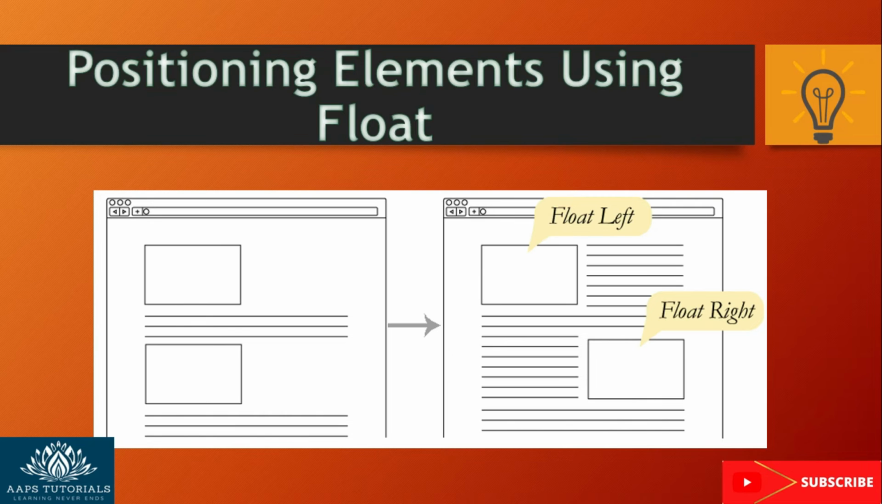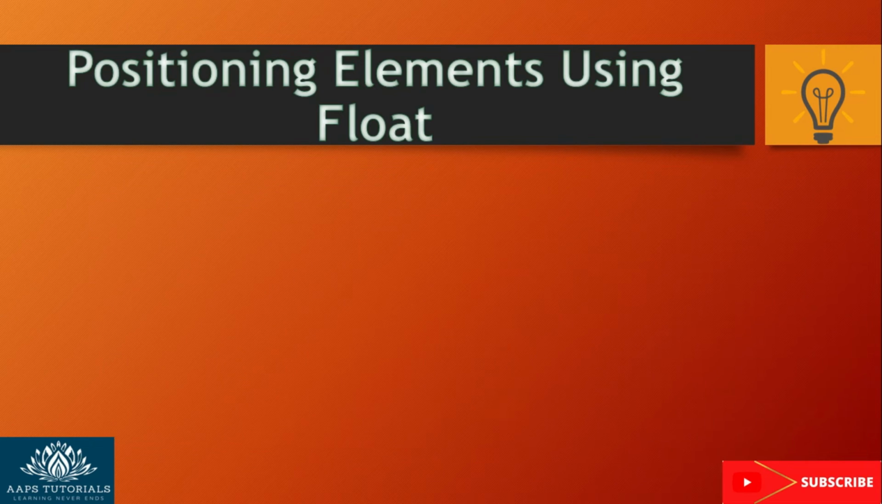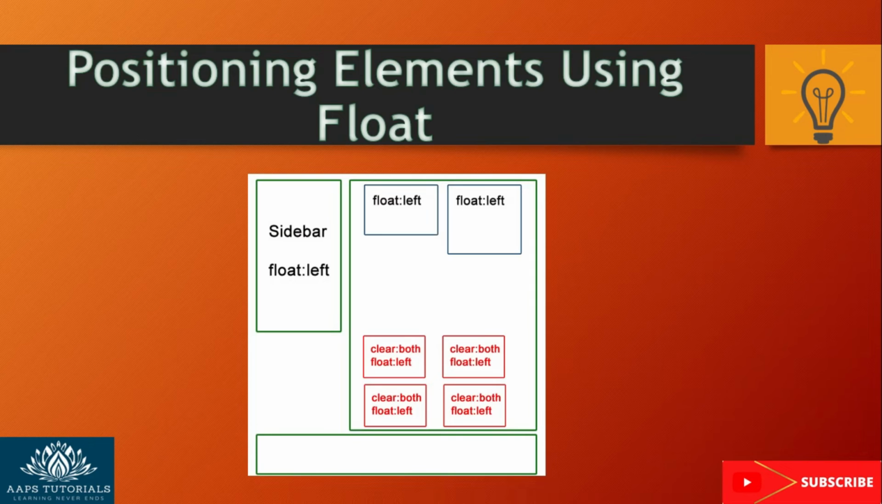In the second slide, as you can see, the sidebar is set to float left so that the text content in the box will appear to the left side. On the right hand side, within the green border, the float left value will assign an element towards the left of the border box. The box appearing in red color will be pushed below the float property element with the clear float property.